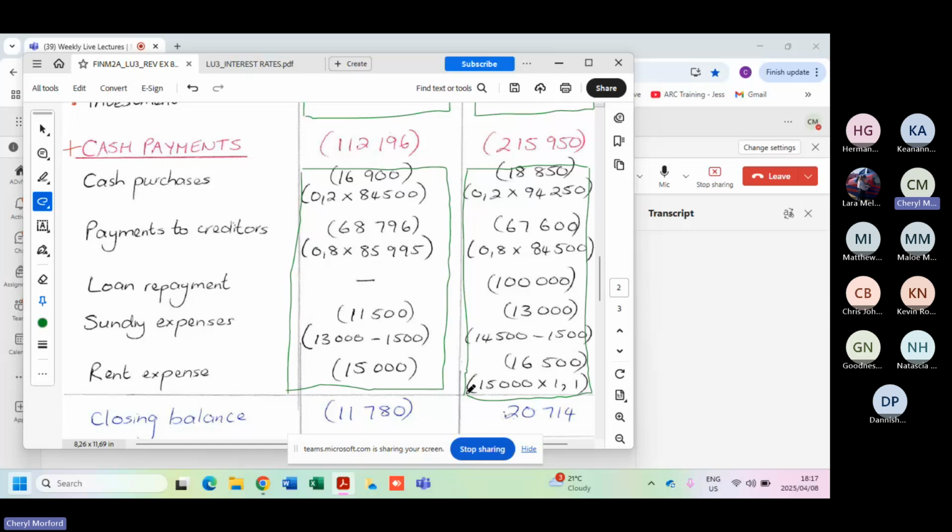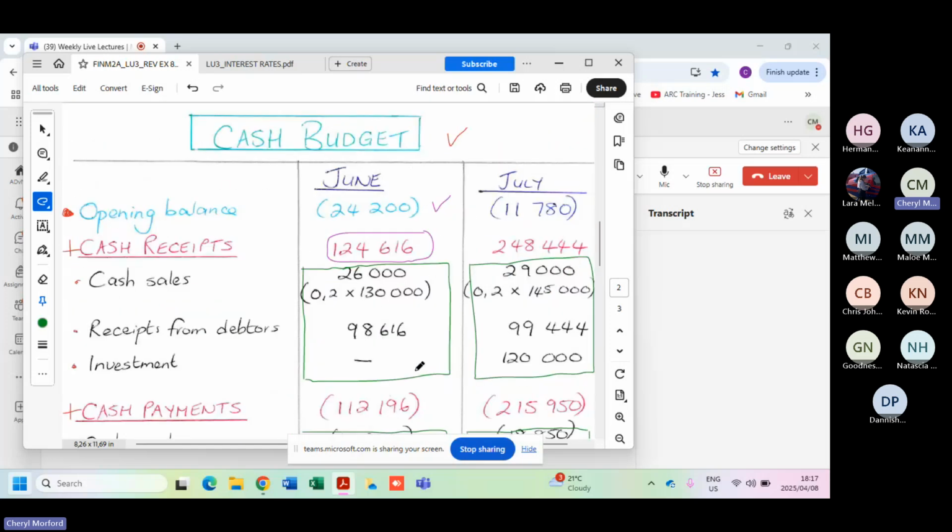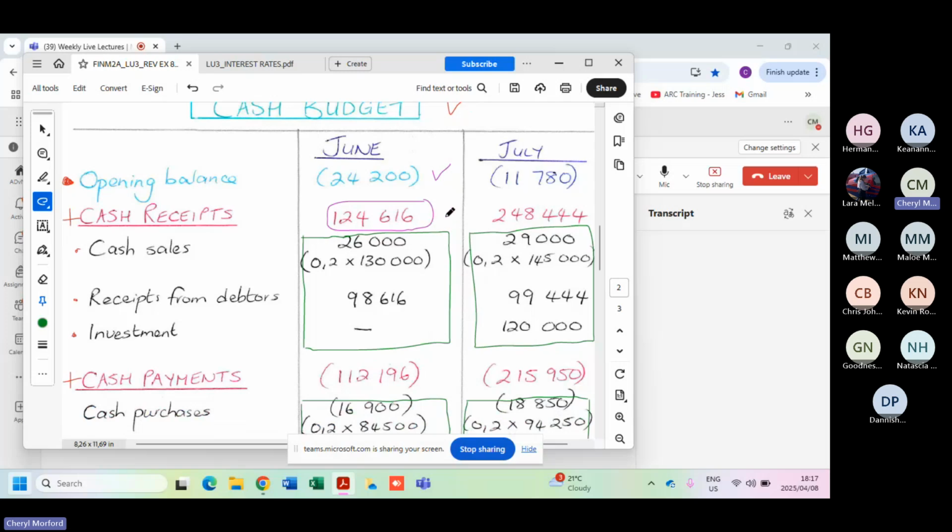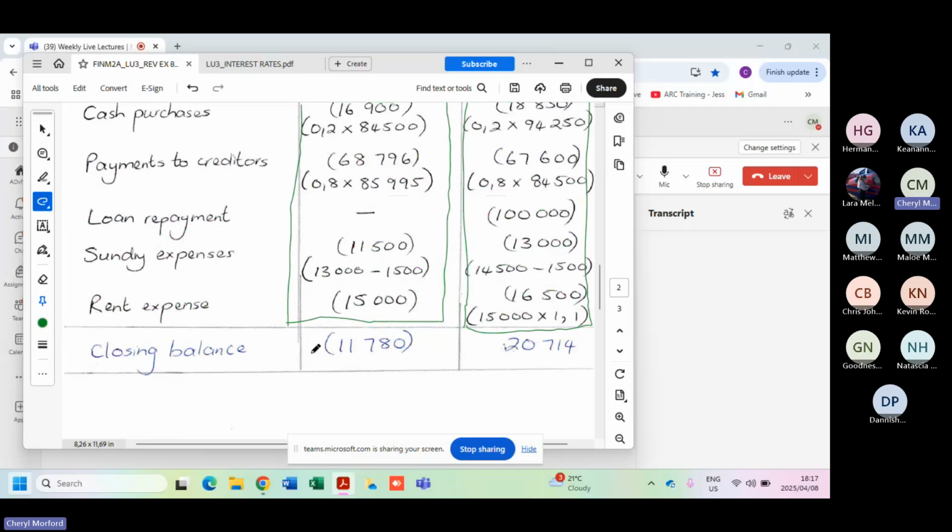Notice the brackets. Then what do? Let's start at the top. So we're going to start with the opening balance of a negative 24,200. We would add the 124 cash receipts. We would minus the total of the cash payments, and that would get us down here to the bottom. The closing balance has remained an overdraft because the cash payments exceed the cash receipts and the small opening overdraft balance. Then what do? Just remember that number at the bottom, 11,780.